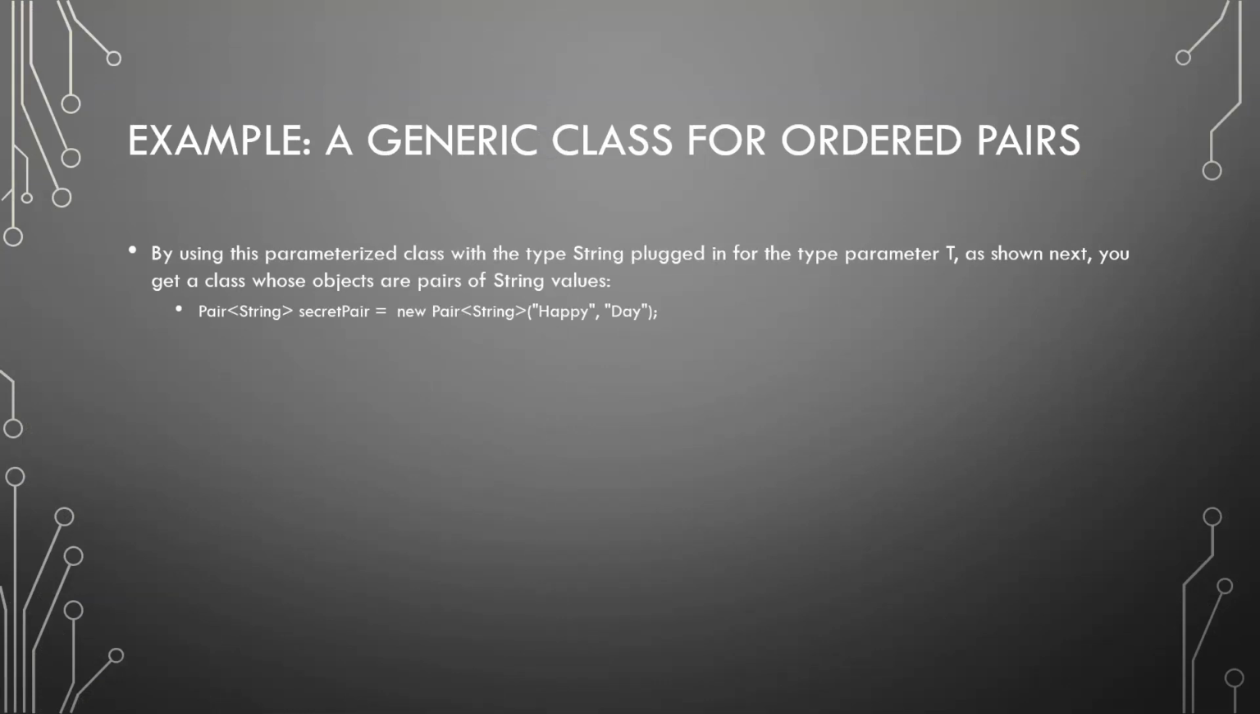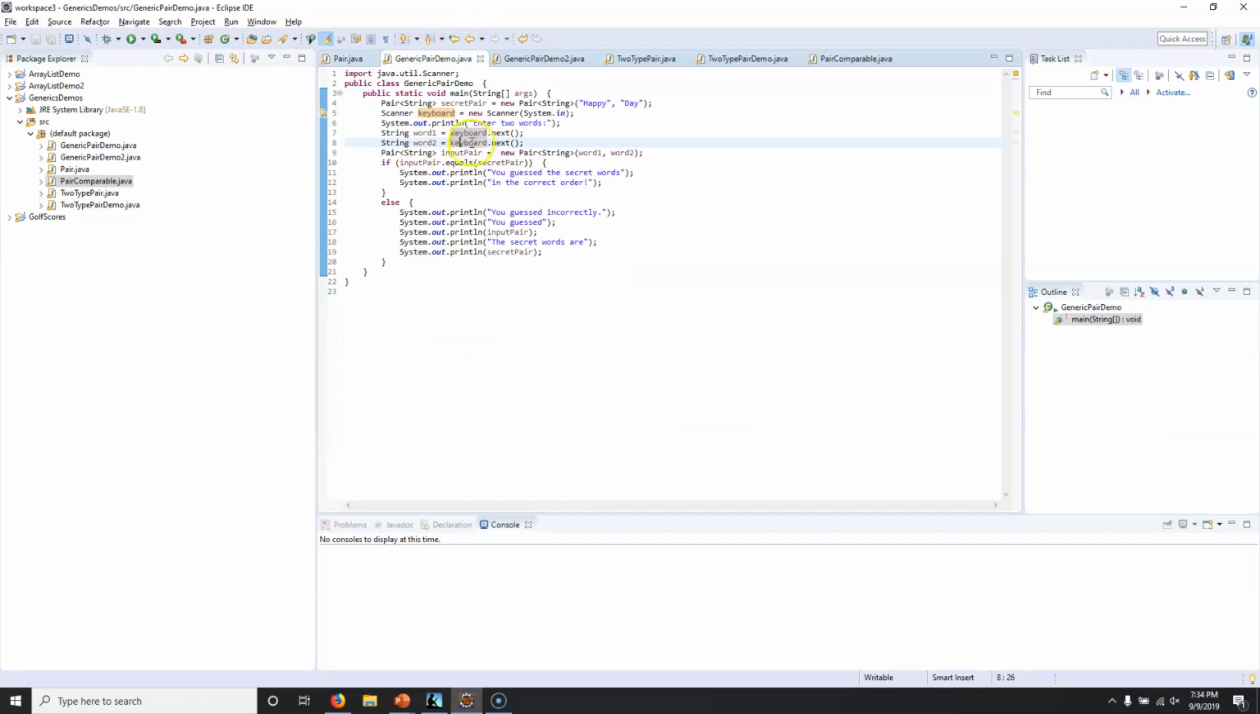Now, by using this parameterized class with the type String plugged in for the parameter T as shown next, you can get a class whose objects are pairs of string values. So Pair<String> secretPair equals new Pair<String>("happy", "day"). All right, and we can see in the generic pair demo, we have our, right here, happy day. Here's our pair.